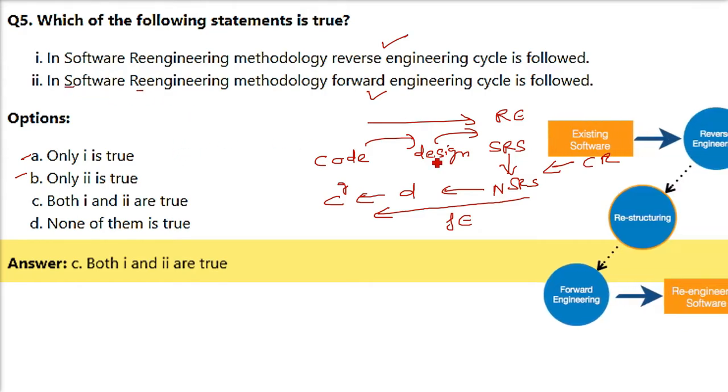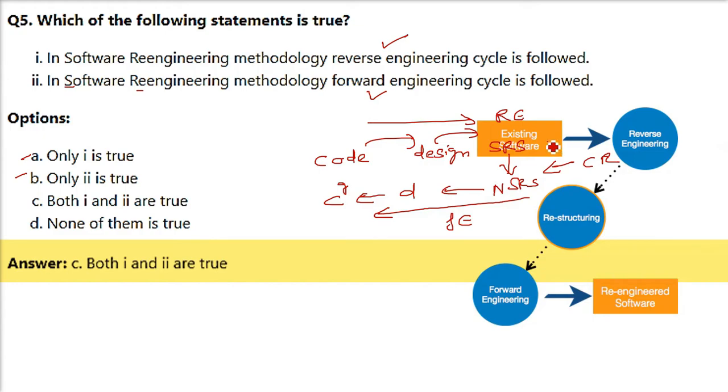So this is the process I am telling you. We have existing software, we would do the reverse engineering, then we restructure, then do the forward engineering, and finally the re-engineered software.